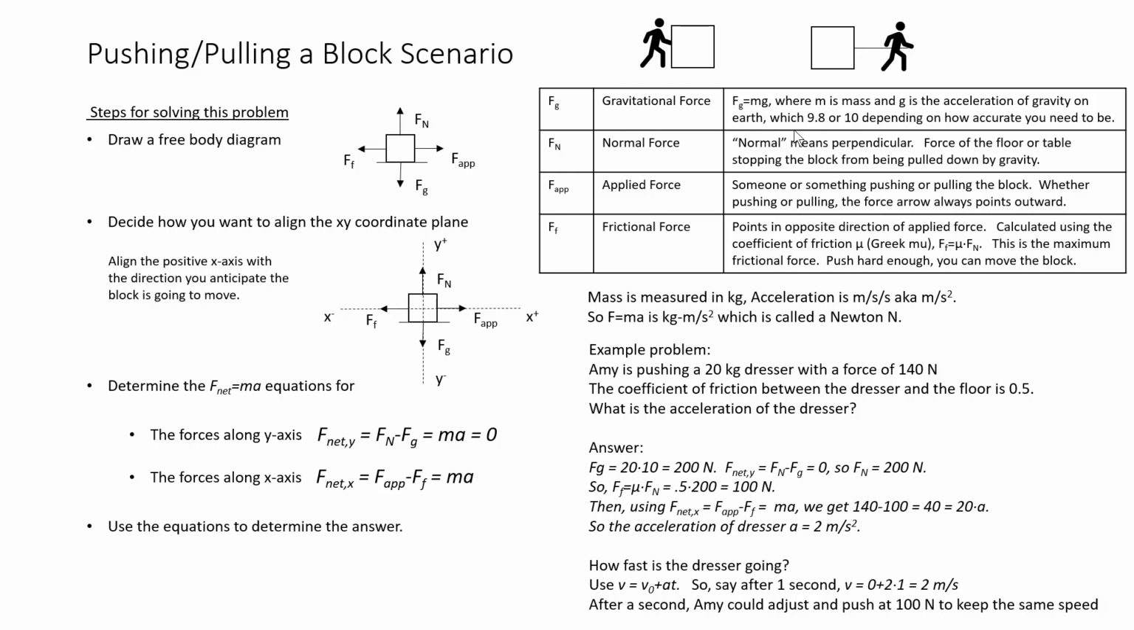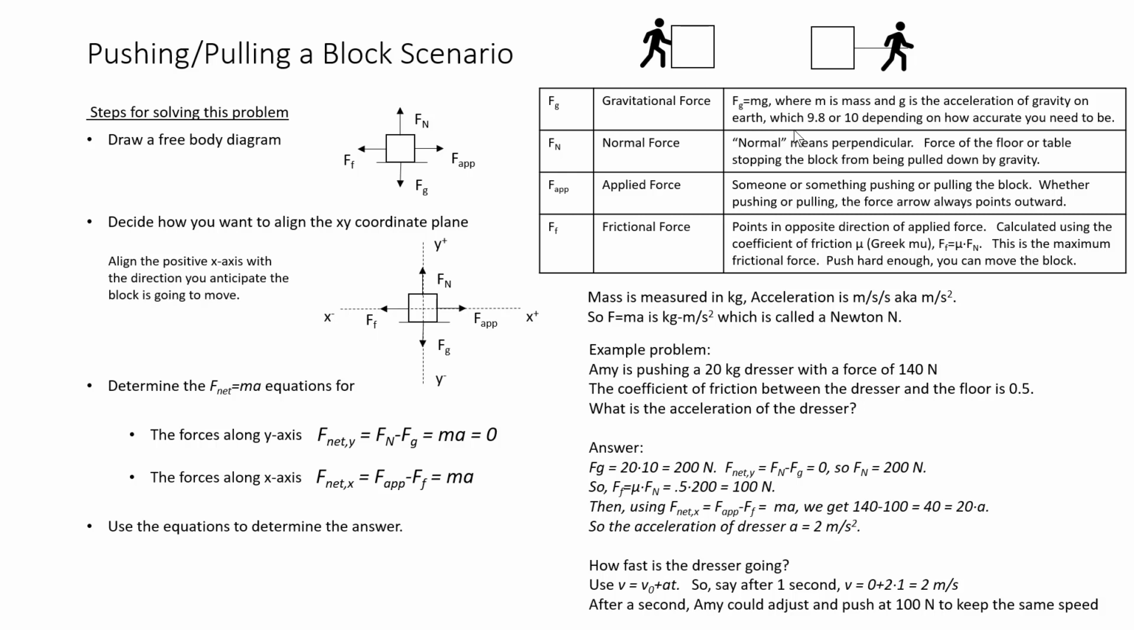The net force in the y direction is the normal force, positive, minus the gravitational force, which is in the negative direction. And that equals ma, but because the object's not accelerating in the y direction, we can set this equal to 0. The net force along the x-axis is the applied force in the positive direction and the frictional force in the negative direction. And you don't know whether it's accelerating, so we just leave it as ma. These are our equations, and you can answer any question.